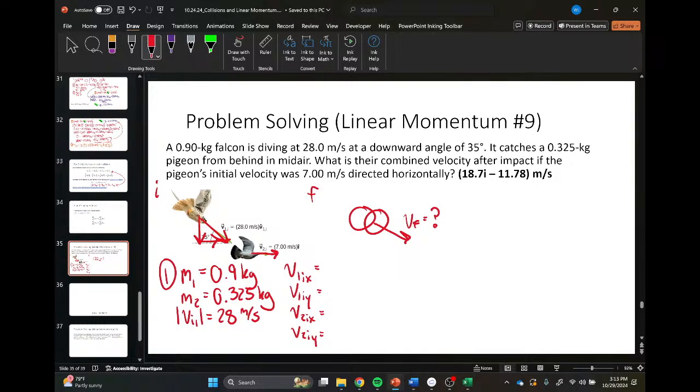Now, the pigeon doesn't have a y component. I'm not going to draw a right triangle for the pigeon because it's already pointed to the right. So we'll just put the y component as 0. But when you do the x component of the falcon, that's going to be the adjacent side. Nope, the opposite side. So in this case, we're going to do 28 times sine of 35.